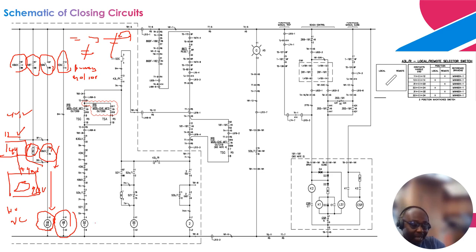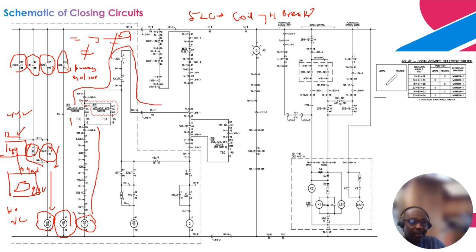As you can see over here, 52C is the closing coil of the breaker. That high voltage circuit breaker has three coils: a closing coil, a tripping coil one, and a tripping coil two. So this is the closing coil. These are all the permissives. This is an OR, they are in parallel. These are all the permissives that are required, and another permissive string, as you can see over here.